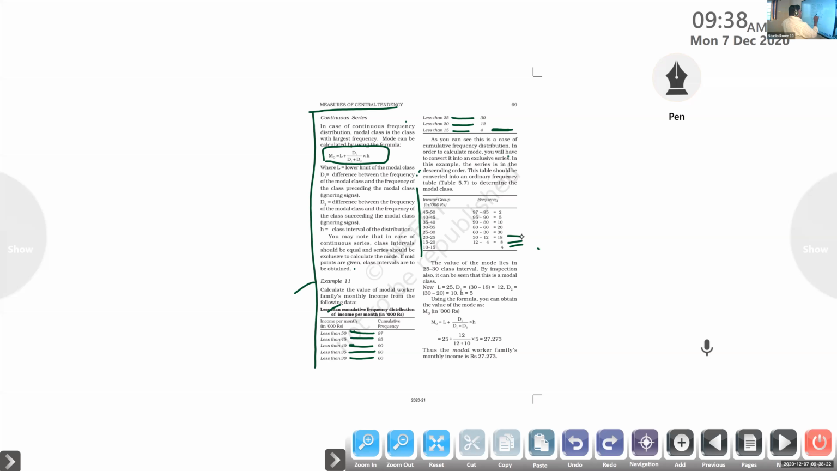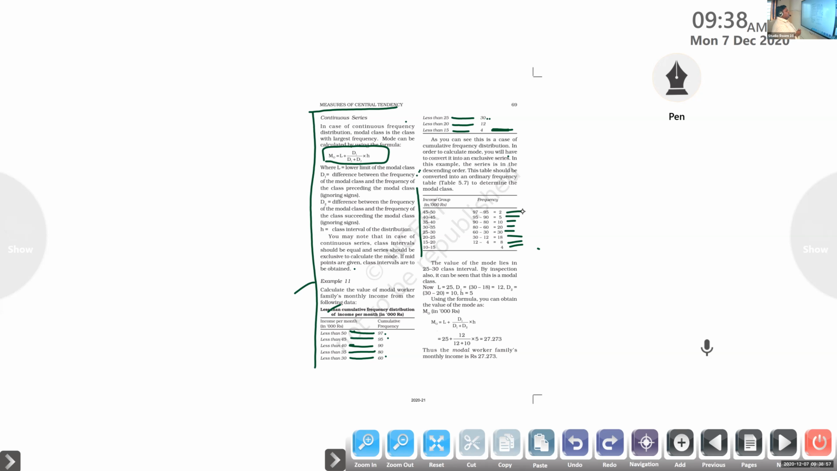Next one, 25 to 30: 60 minus 30, that is 30. Then the 30 to 35 group: 80 minus 60, that is 20. Next one, 35 to 40: 90 minus 80, it is 10. The 40 to 45 interval: 95 minus 90, it is 5. And 45 to 50: 97 minus 95, that is 2 people. Got that? How to calculate?